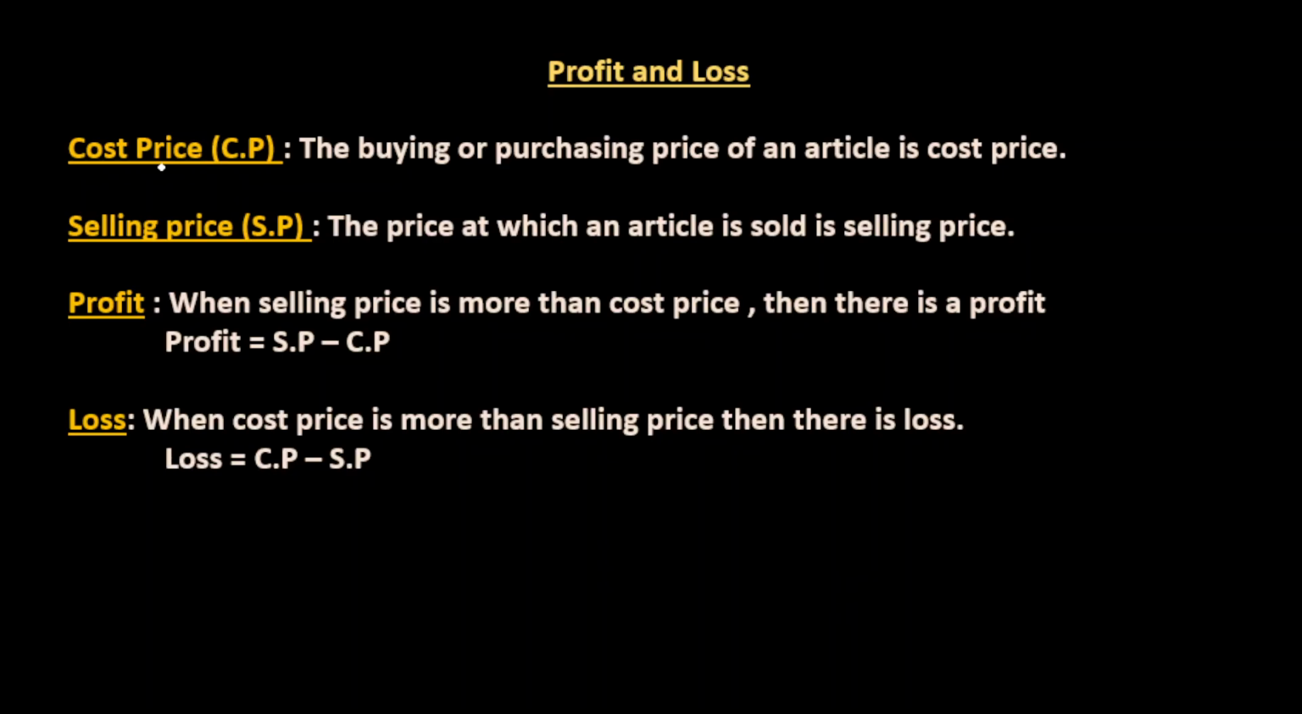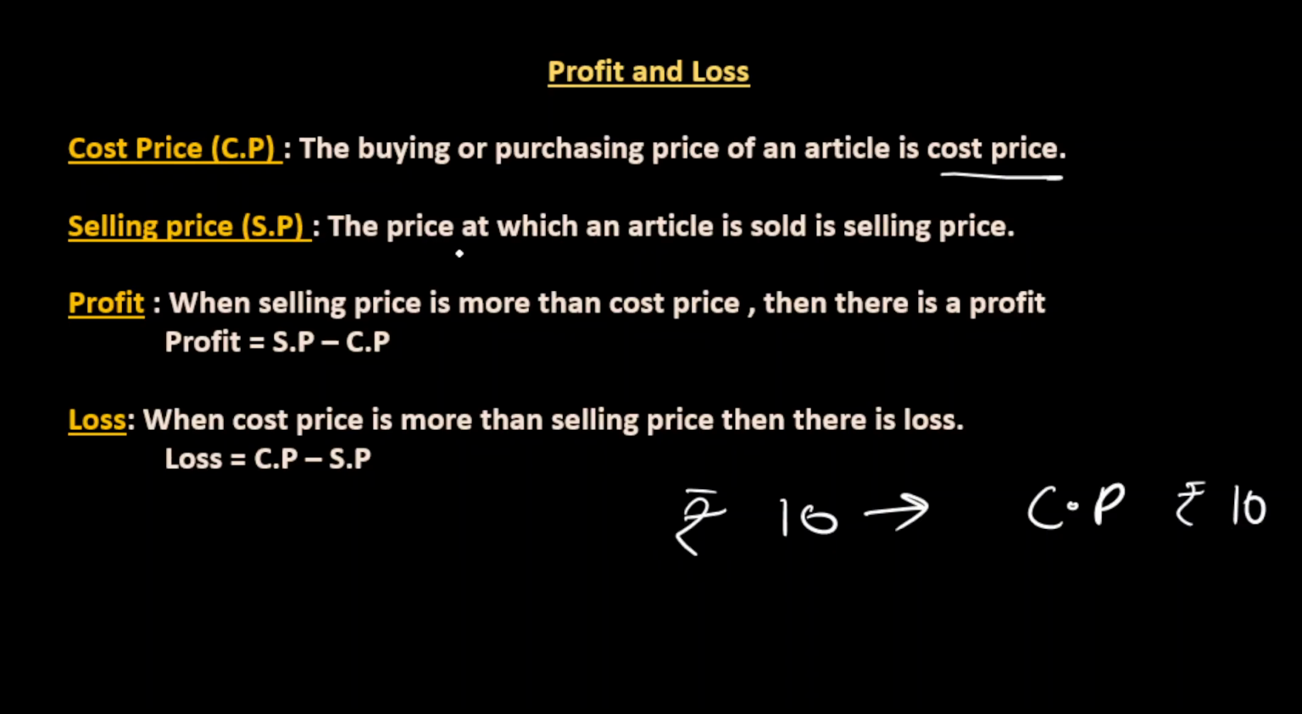The first one is cost price. So what is cost price? The buying or purchasing price of an article is cost price. Suppose you go to a shop and you buy one pen. So you are buying one pen for rupees 10. So that means for you cost price of this pen is 10 rupees, the buying price.